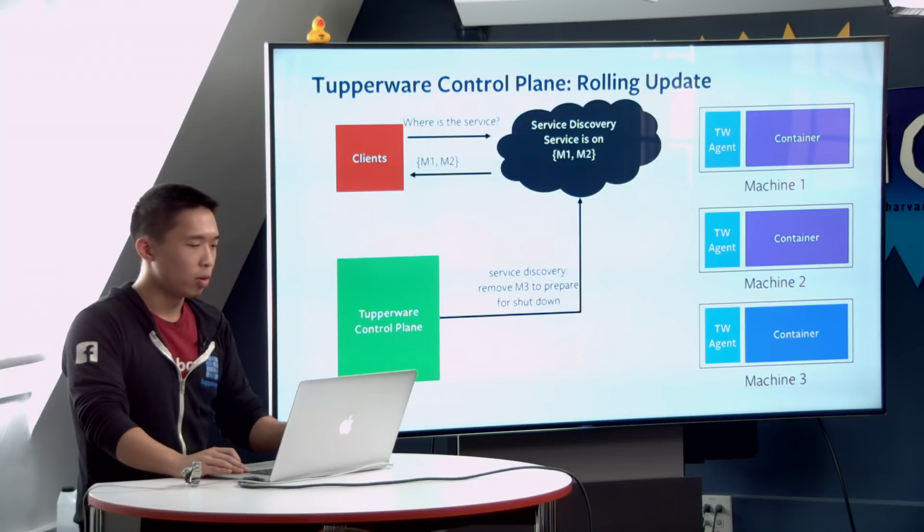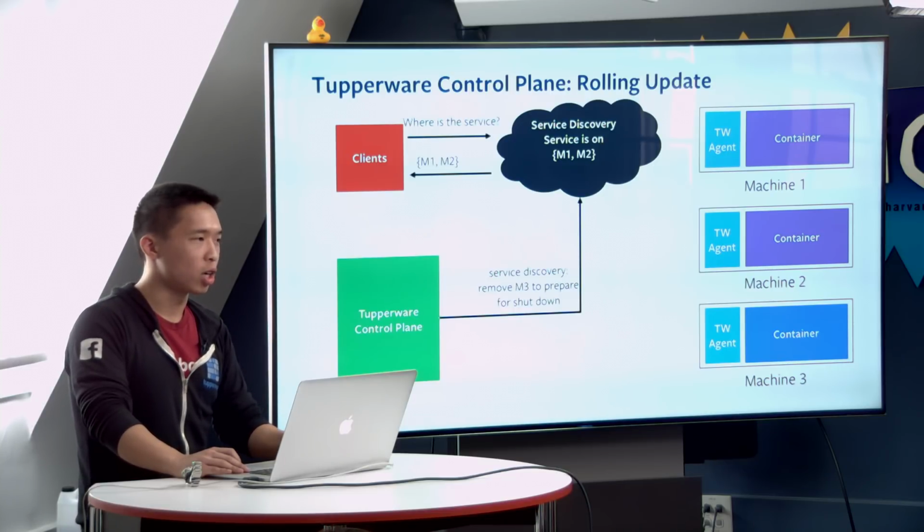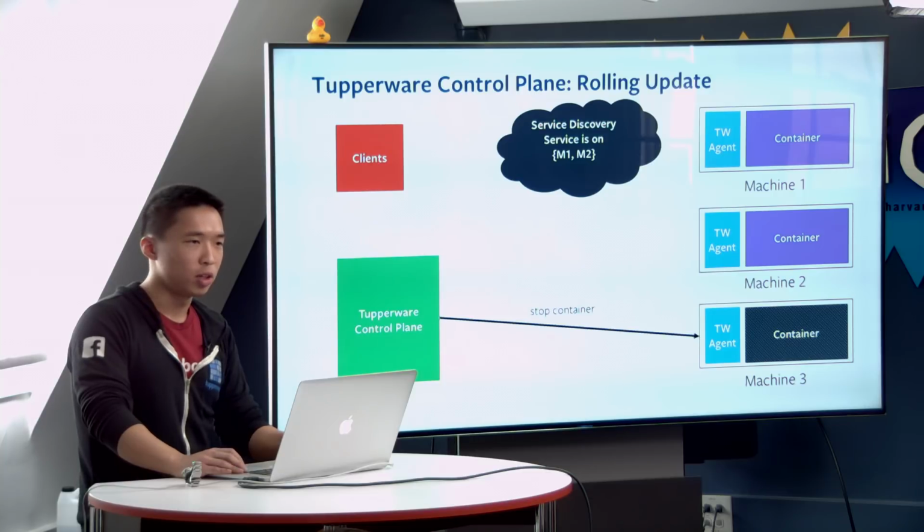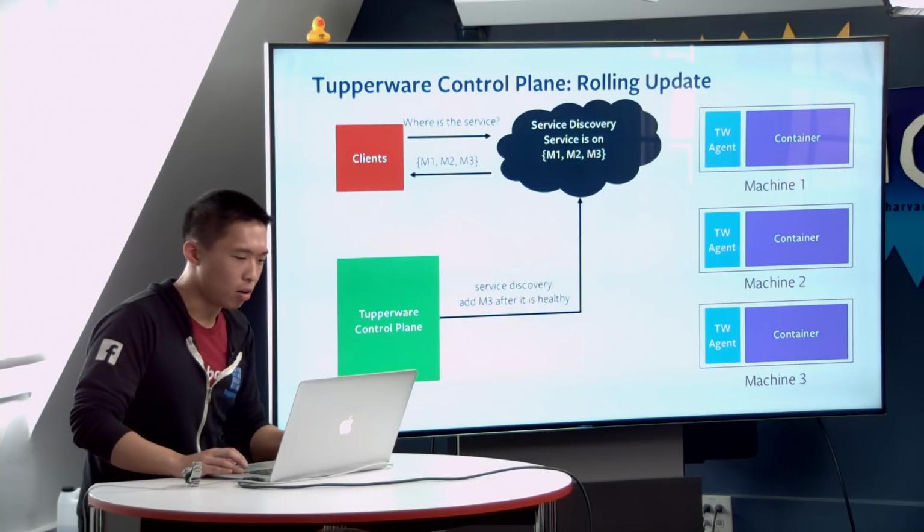We disable the entry so that clients stop sending traffic there. We stop the container, and then recreate the container. And now clients can send traffic there as well. So now at this point, we've updated all the replicas of our service. We've never had more than 1 replica down, and users are totally unaware that any issue has happened in this process.